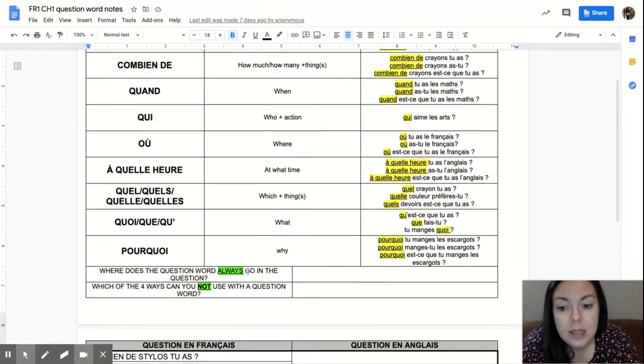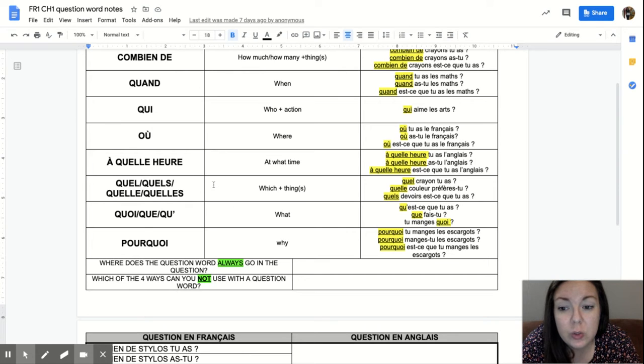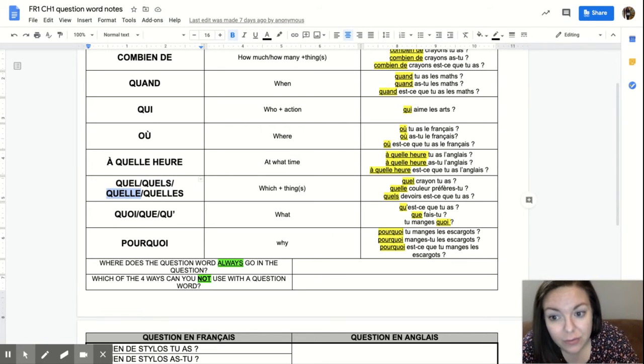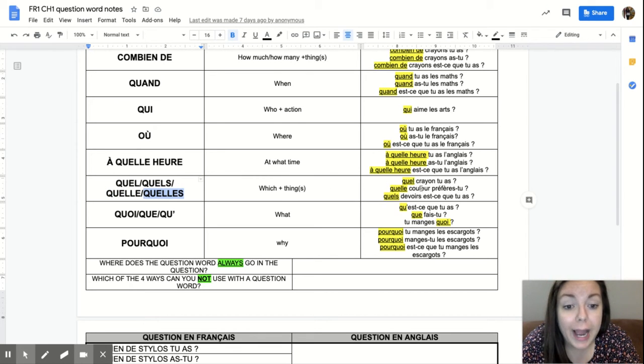Okay. These last few, we're not going to really use this unit, but I want you to be able to recognize them. So these are just more recognition, not for practice. So we have quel, and quel. So the reason we have 4 versions of that is because there is a different way to say which for masculine singular, masculine plural, feminine singular, feminine plural, depending on which item you're talking about.